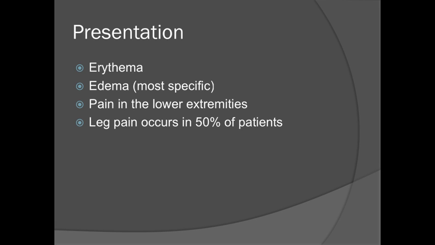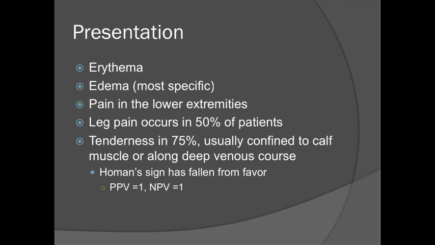Leg pain actually occurs in 50% of patients, and then tenderness to palpation of the affected side is in about 75% of patients, and it's usually confined to the calf muscle or to some point along the course of the deep venous system that's affected.